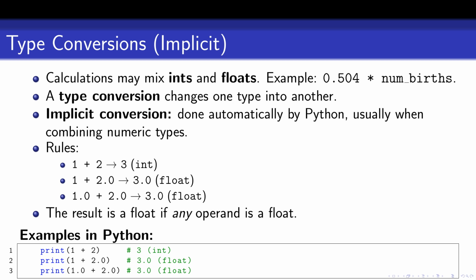If either operand is a float, the result of the operation will also be a float. This means that 1 plus 2 evaluates to 3 as an integer, but 1 plus 2.0 becomes 3.0, a float. Similarly, 1.0 plus 2.0 produces 3.0. These conversions ensure that operations make sense and preserve precision. On the slide, the examples demonstrate these implicit rules in action. Understanding when Python promotes values automatically helps you avoid confusion when working with mixed types.